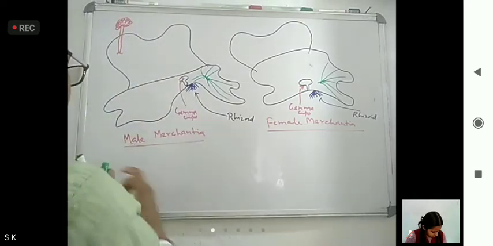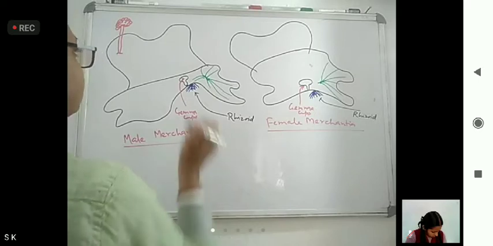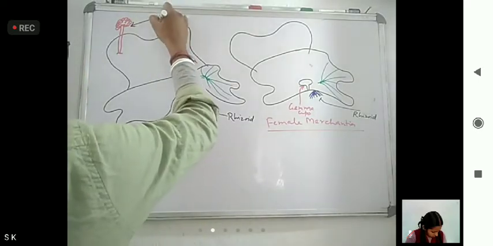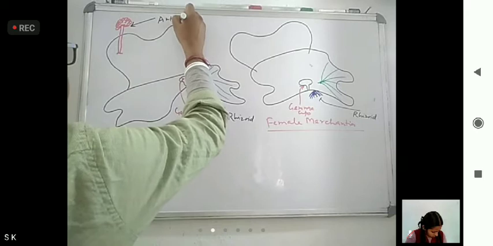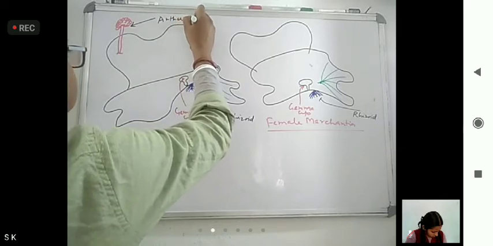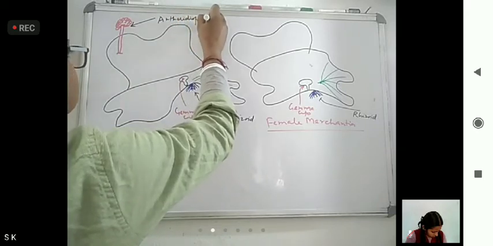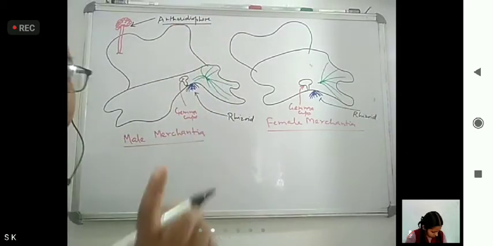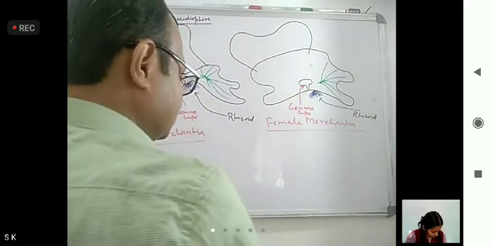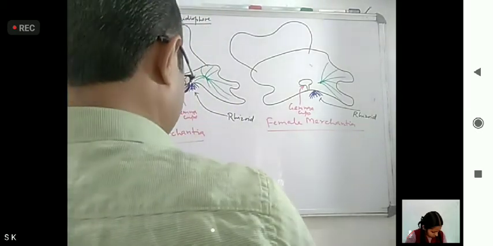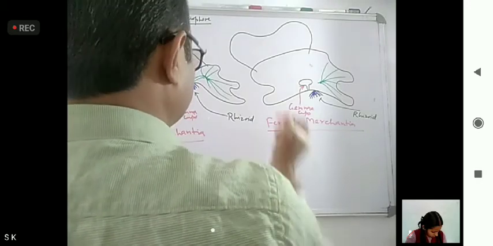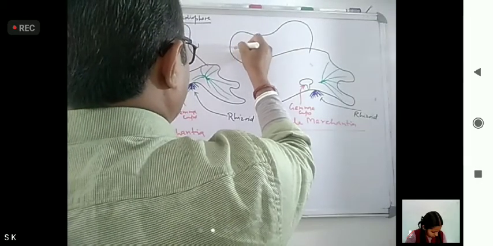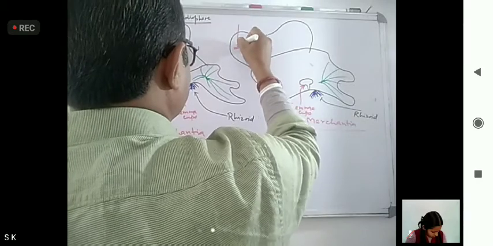This is what? Antheridiophore. And inside that, antheridium is there. Okay. Similarly, here what will come? Archegoniophore.